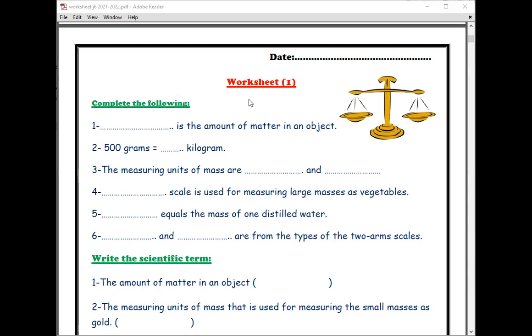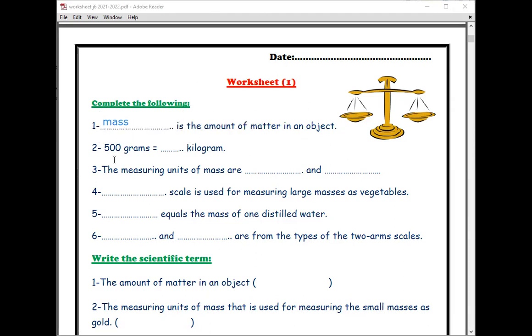Let's start to solve worksheet number 1. Okay. Number 1, complete question number 1. Complete the following. Number 1, what is the amount of the matter in an object? It's the mass. The mass is the amount of the matter in an object. So write here mass.